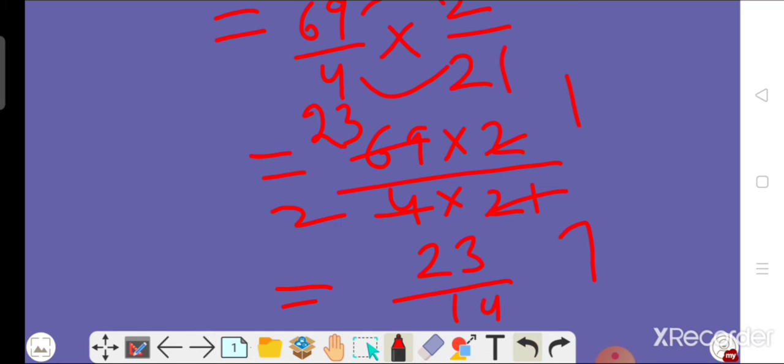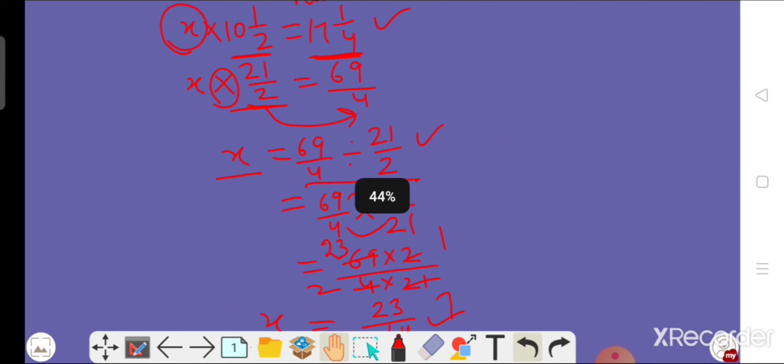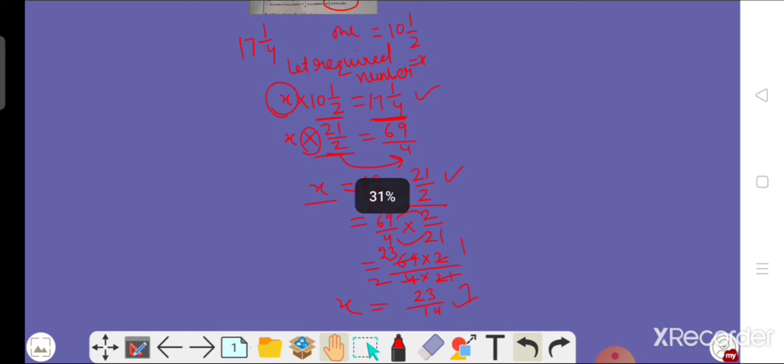So this is the required number by which we have to multiply 10 raised 1 by 2 to get 17 raised 1 by 4, and this is the solution of your question number 5. I hope you will get it. Now we will move on to the next question.